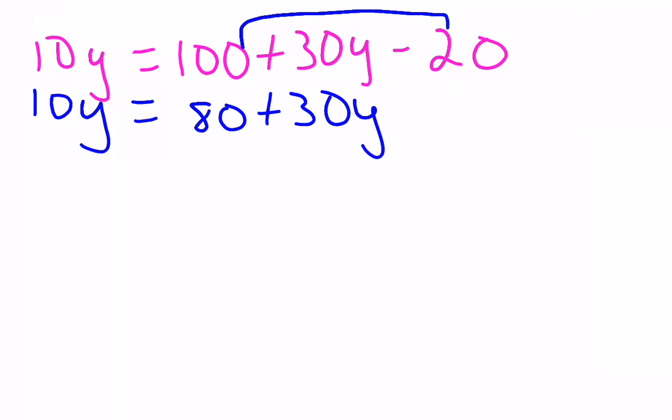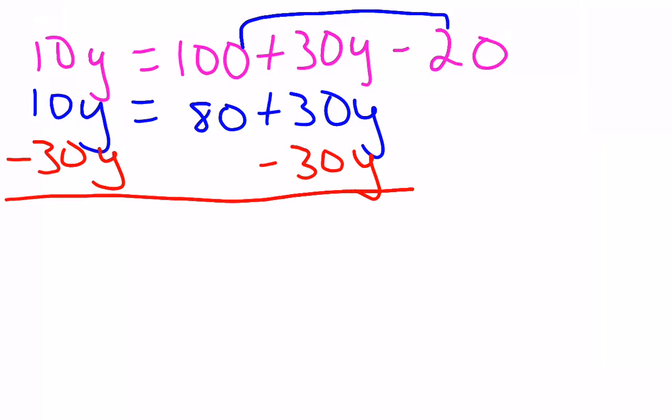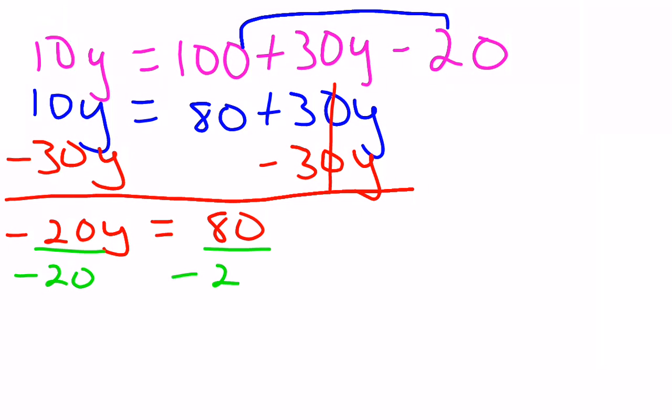Then our next step is to, since I have a y term on the left, I'm going to move the y term on the right over there. 10 minus 30 is a negative 20y. And I have 80 on the right because that's 0. And then last but not least, we need to divide by negative 20. And so 80 divided by a negative 20 gives us negative 4.